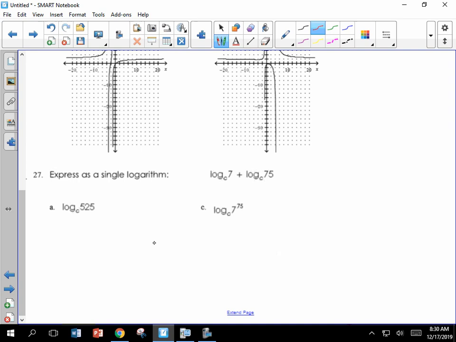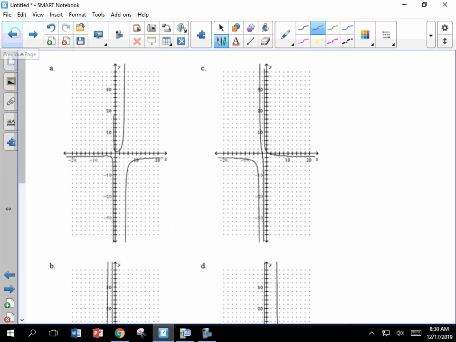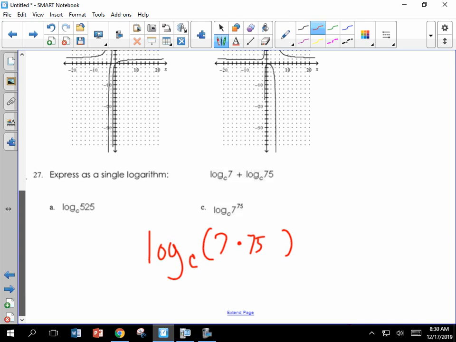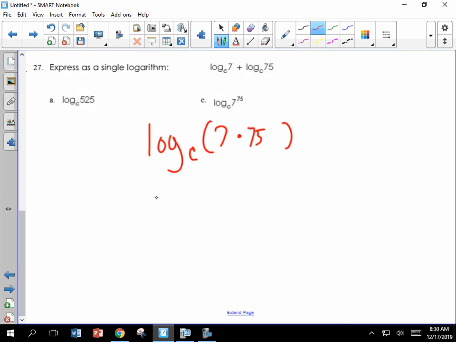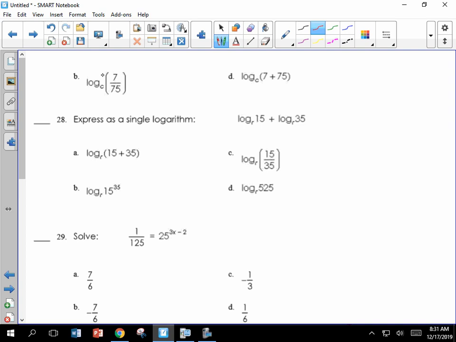Now 27 expresses a single logarithm. Remember, when you combine these, you're making them into one log. What does addition turn into? Addition turns into multiplication. These are 2 numbers, and if you notice, none of the answer choices have 7 times 75. Why? Because you can actually go ahead and multiply 7 times 75, and if you multiply those 2 together, you get 525. So A is going to be your correct answer. You're going to do 28 the same way.